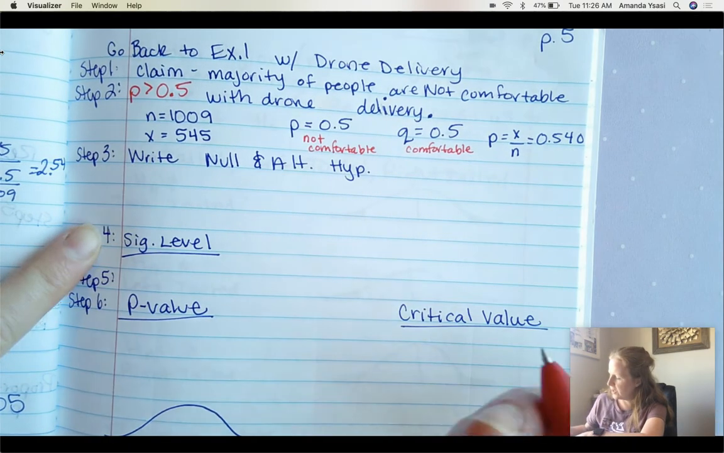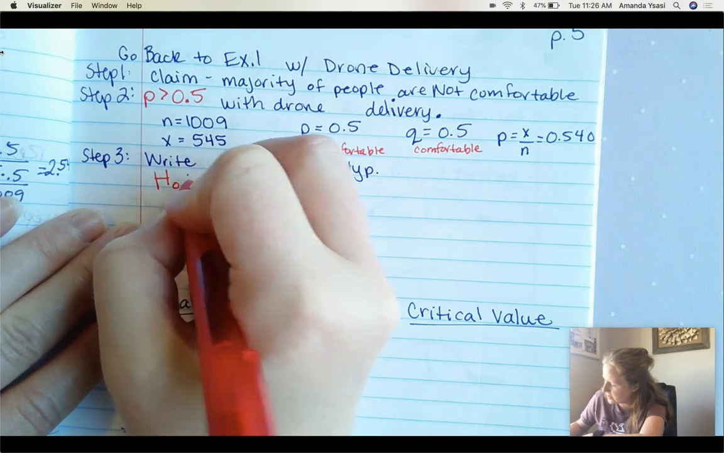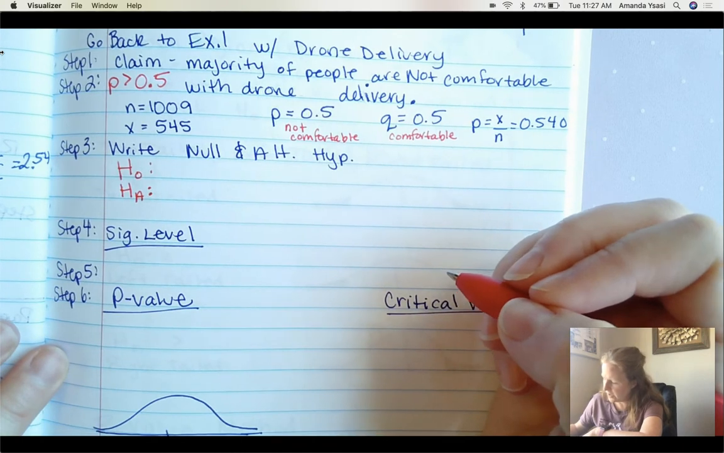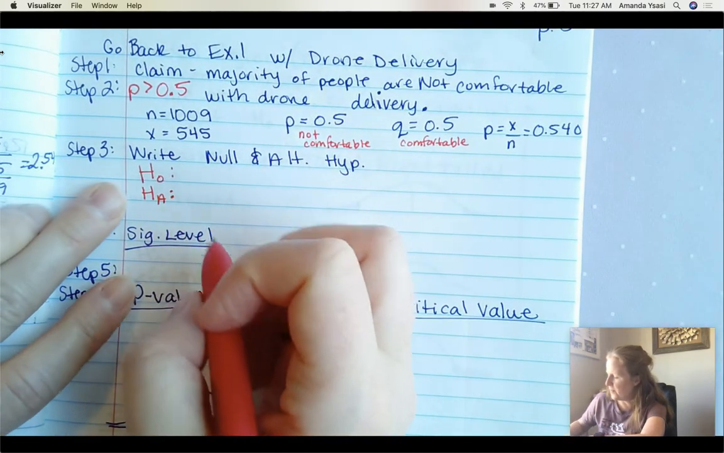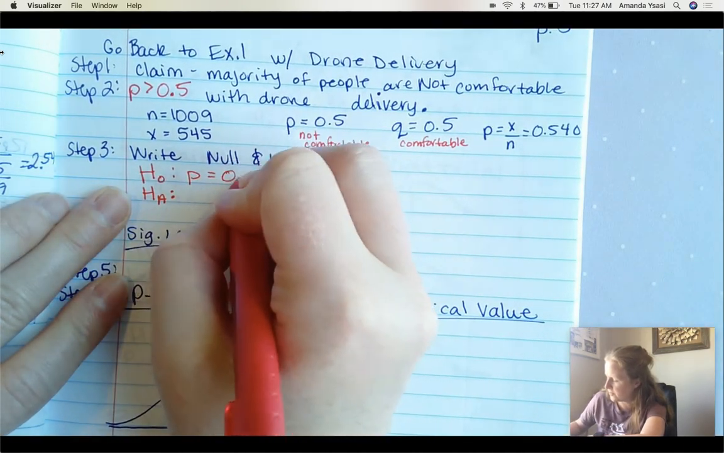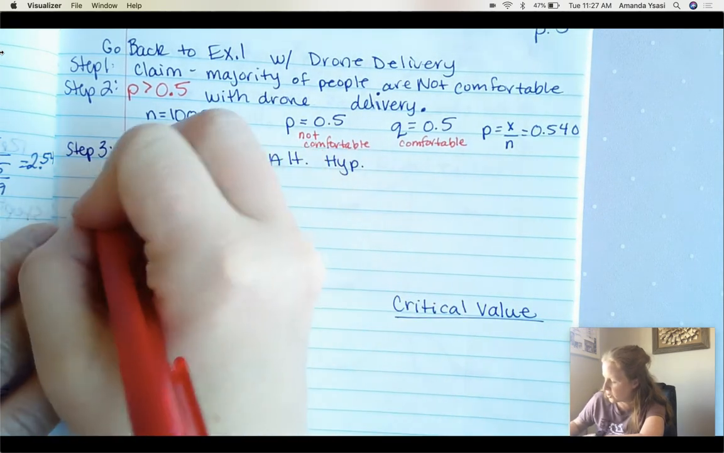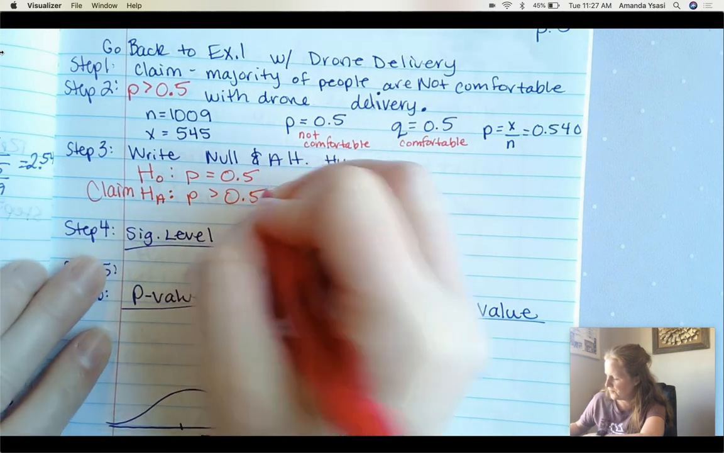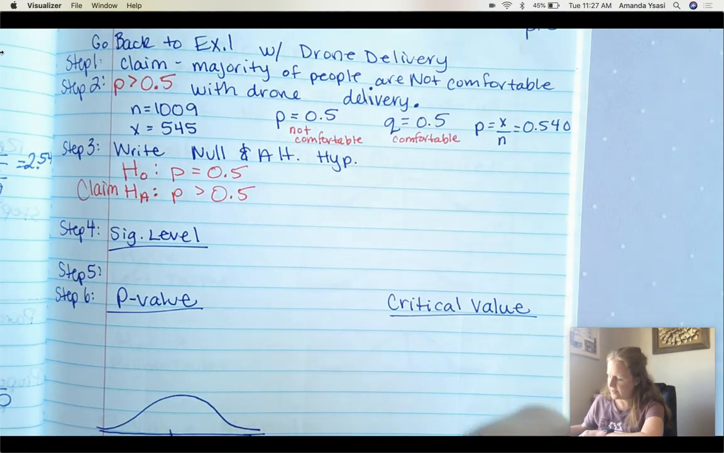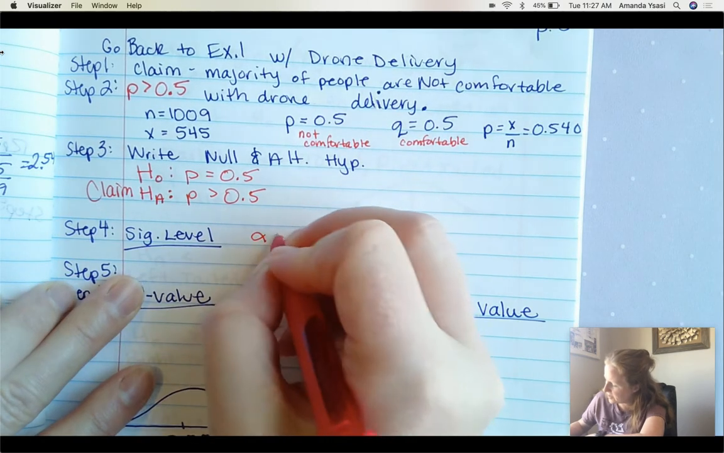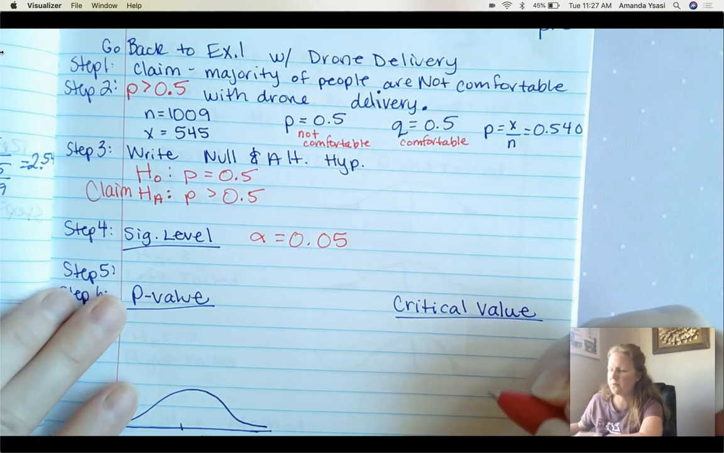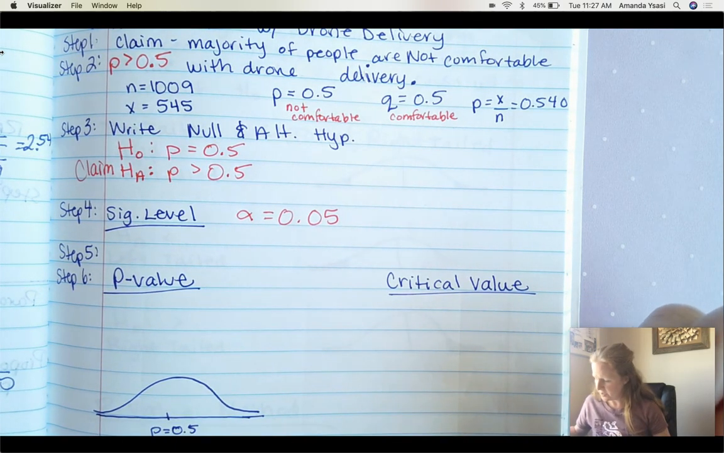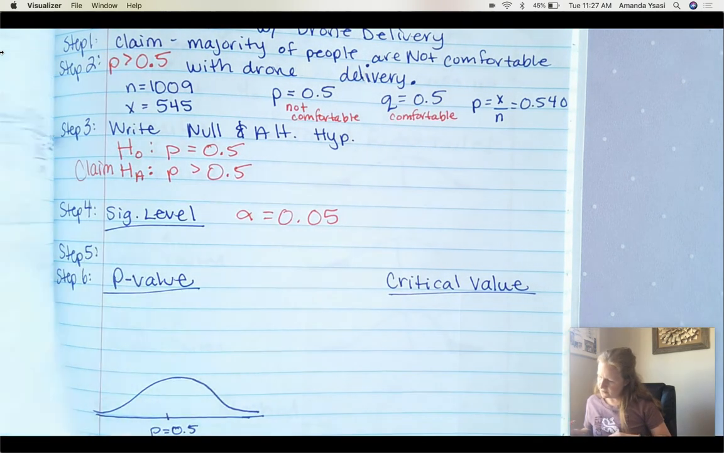Write your null and alternative, so H naught and H alt. Your null is going to be that p equals 50%. And this is your claim, I should have written that one first: p is greater than 50%. Okay, significance level. This one didn't give it to us, so we are going to use the most common, which is 0.05.